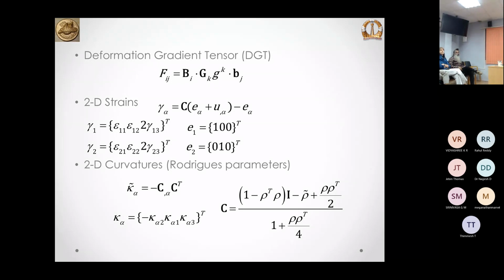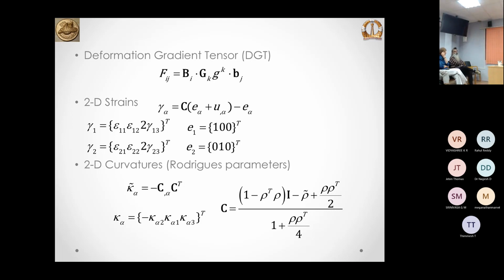Rho is a Rodrigues parameter. It's given by 2 tan(theta/2) times the unit vector, where theta is the angle of rotation and the unit vector gives the axis of rotation of an element. So the rotation vector is actually a pseudo vector.